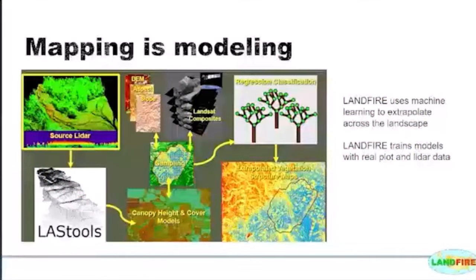Before we go into some of our structural variables, I just wanted to remind everyone that mapping is a science of its own. We use our plot data, we use LIDAR data, and we use that to train what's called regression classification models, which is basically a machine learning model. And we train it on the imagery. Once you have that relationship, you can use it to extrapolate with the imagery. So it's really important for us to have actual plot data and actual LIDAR data in order to be able to do that.